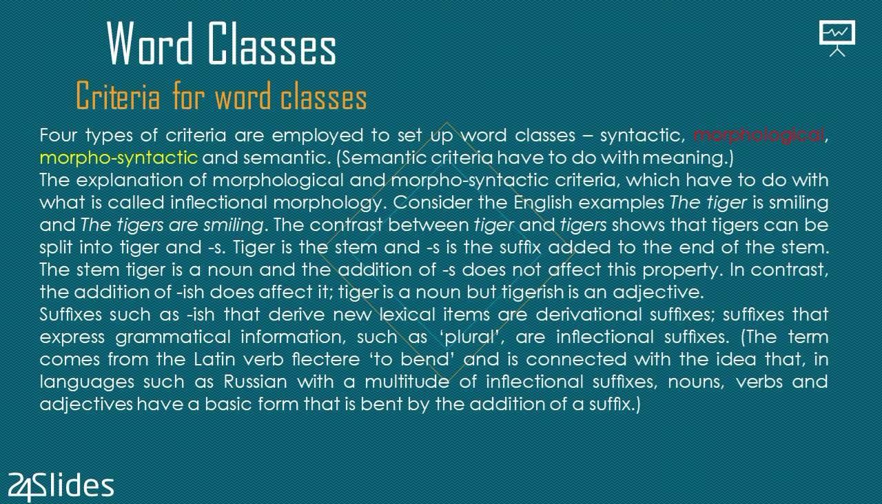Suffixes such as ish that derive new lexical items are derivational suffixes. Suffixes that express grammatical information such as plural are inflectional suffixes. The term comes from the Latin verb flexere, to bend, and is connected with the idea that in a language such as Russian, with a multitude of inflectional suffixes, nouns, verbs, and adjectives have a basic form that is bent by the addition of a suffix.